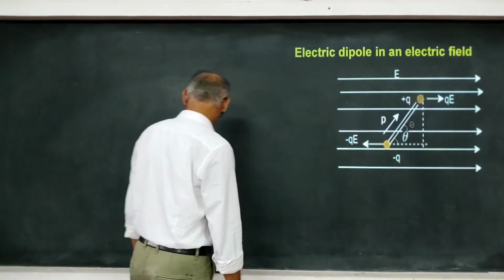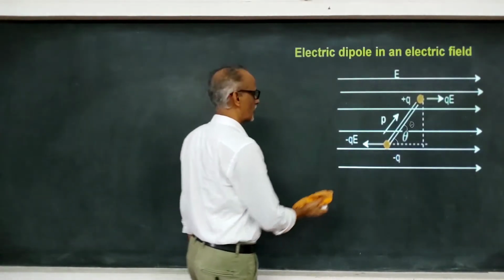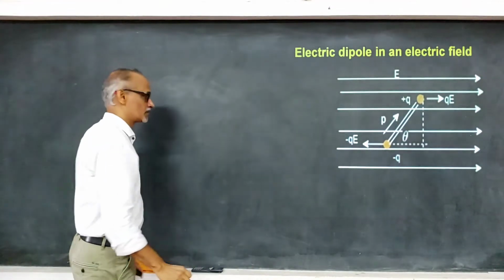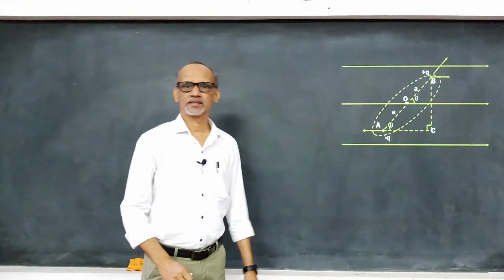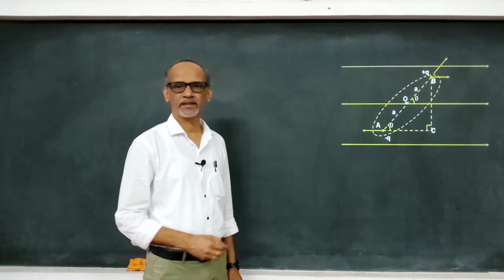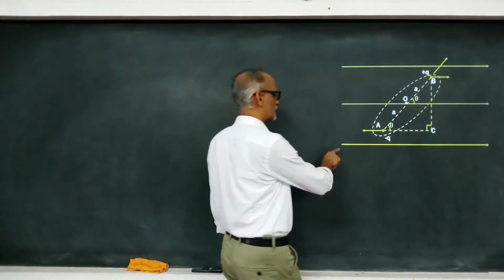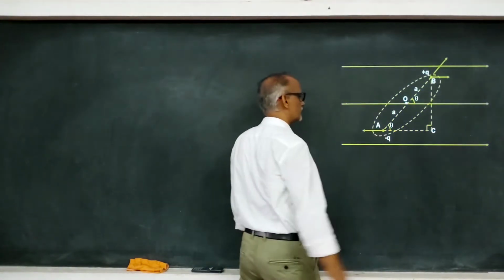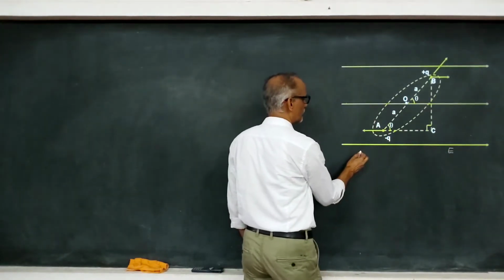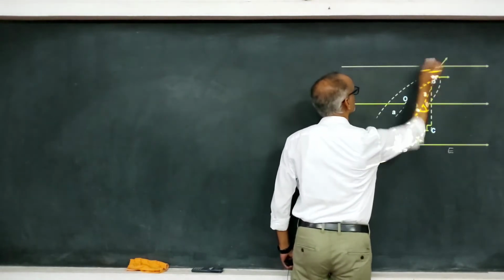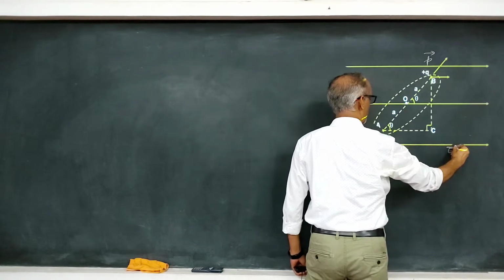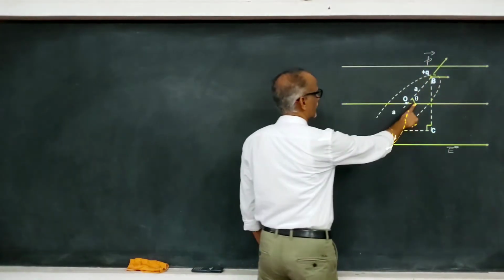Now, in the presence of the electric field, what happens to the electric dipole? That's what I'm going to explain. So let's consider a diagram of an electric dipole in an electric field. This is the direction of the electric field, E. This is the direction of the dipole moment, that's vector P. This is vector E. This is vector P, and they make an angle theta.